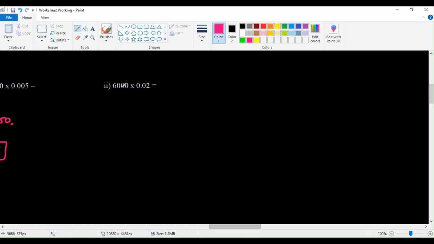Now comes 6000 times 0.02. That means 2 times 6 is 12, and because of these 3 zeros, I will put these 3 zeros in the working. 1, 2, and 3. Now this one has 2 decimal places, so I will move 2 decimal places to the left. 1 and 2. That means 120 should be your final answer. Let's check this using the calculator. 6,000 multiplied by 0.02. So 120 is the final answer for the last question of this worksheet.